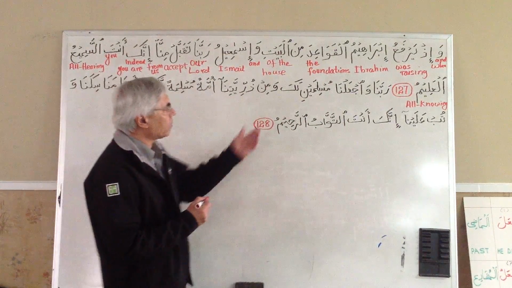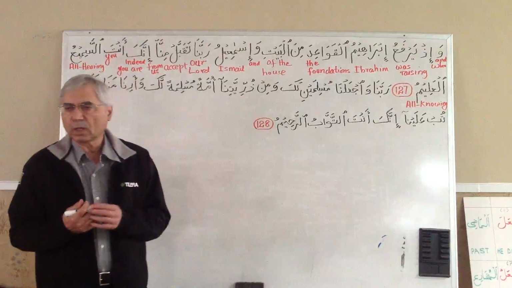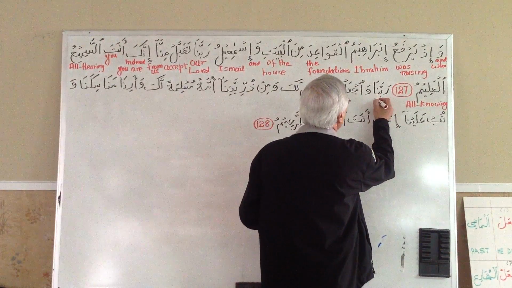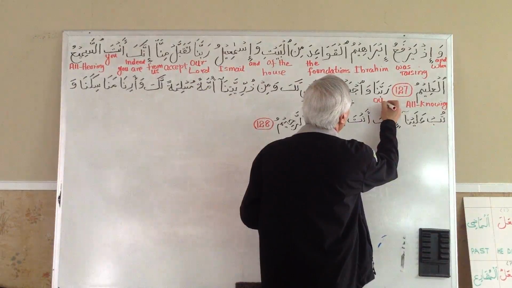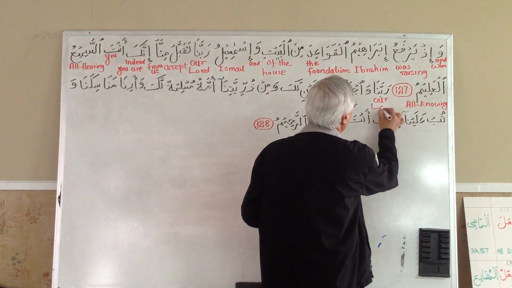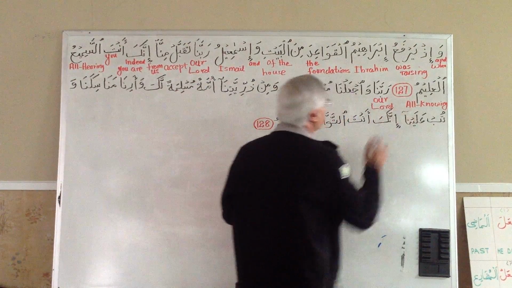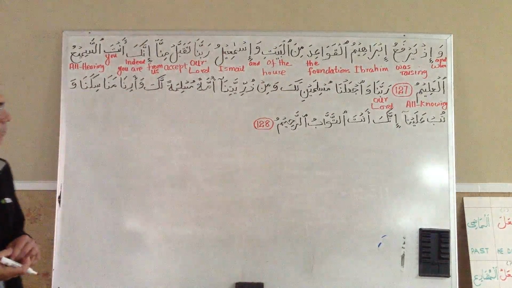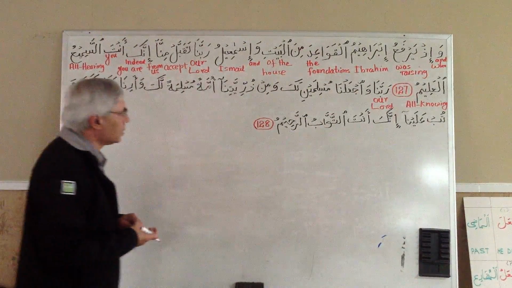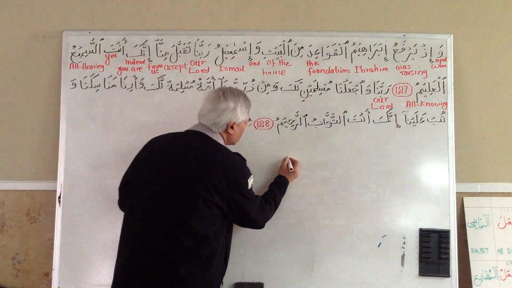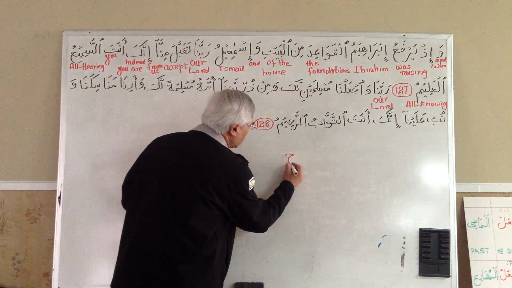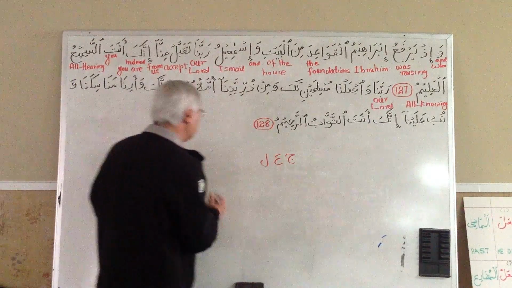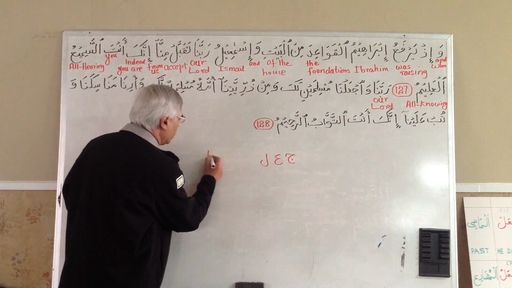So the first part of the dua is, again, they are starting the dua: Rabbana, our Rabb, our Lord. So the next word starts with Jim and Lam. This means to make.